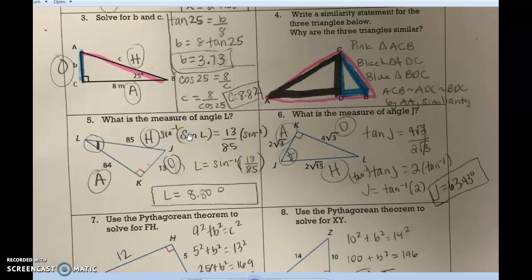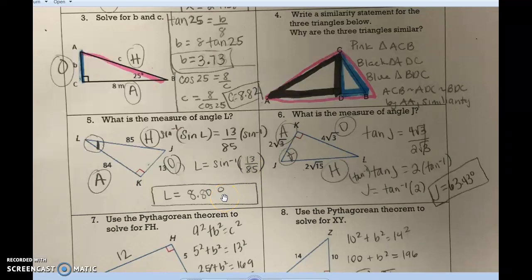To undo sine, you use sine inverse. It's sine with a -1 at the top, but you don't say sine of -1. You say sine inverse. That will undo sine on this side, so that will get L by itself. So you have sine inverse of 13 divided by 85. You will type that into the calculator.